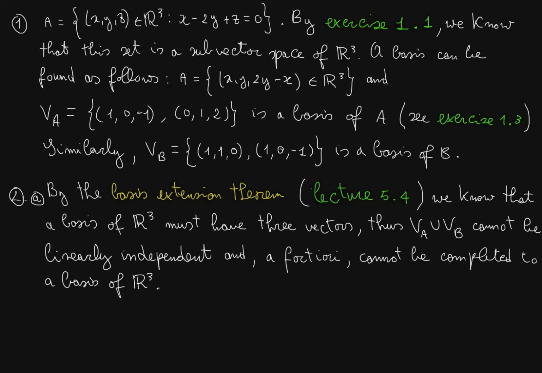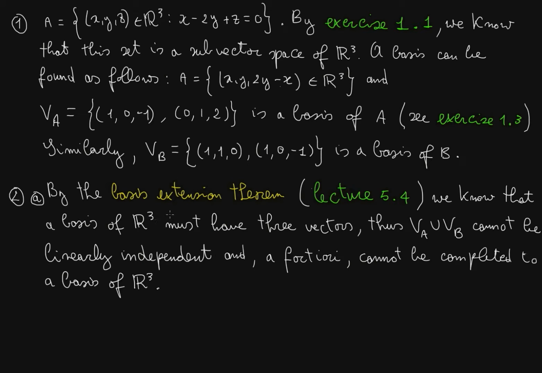So step number 2, we'll divide into two sub-steps. Sub-step A: by the basis extension theorem, which has been covered in lecture 5.4, we know that a basis of R3 must have just 3 vectors. So the basis D we are looking for will contain 3 vectors, but the union of VA and VB, as you can see, contains 4 vectors. They are all different, so this is a set of 4 vectors, so they cannot be all linearly independent, always by the basis extension theorem.